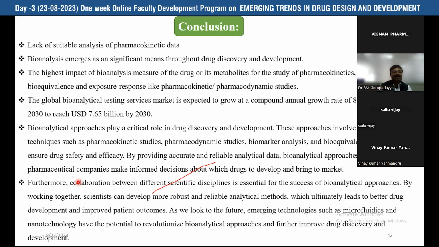Bioanalytical approaches may play a critical role in discovery and development, and these approaches give various techniques like kinetic studies or dynamic studies. It is going to be a good idea for us, where we can identify that. Effective bioanalytical methods are possible by working in a collaborative way. It is going to be more effective, and successful bioanalytical methods are possible.